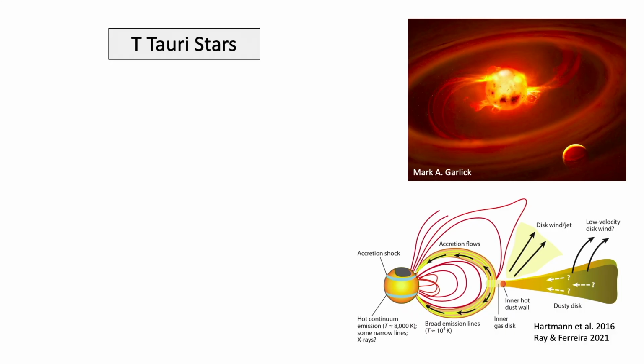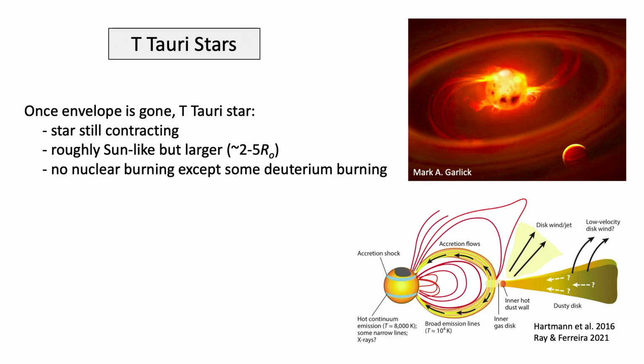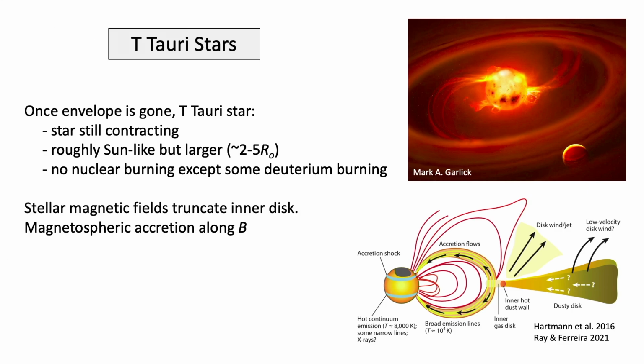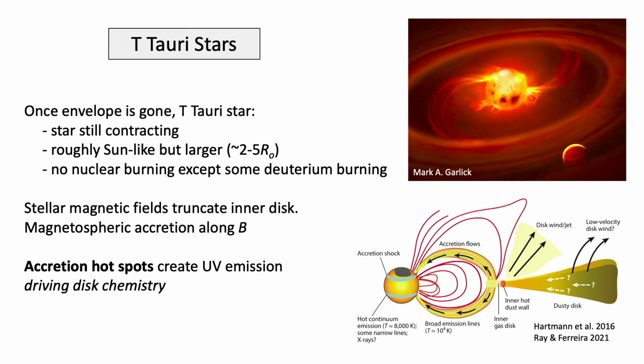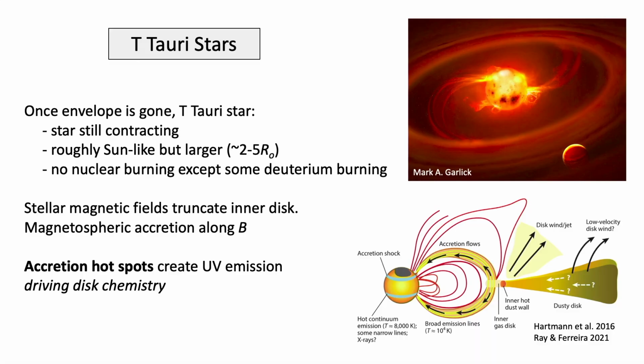And magnetic fields would then take up the mass and let it fall down along the magnetic fields onto the star. And that induces shocks on the surface of the star. And these shocks are sources of ultraviolet emission. That again is actually important. That will be emitted again, and it's important to drive chemistry in the disks. So you see this process of accreting material from the disk indeed has a back reaction on the disk, and I come back to that a bit later, through ultraviolet emission.